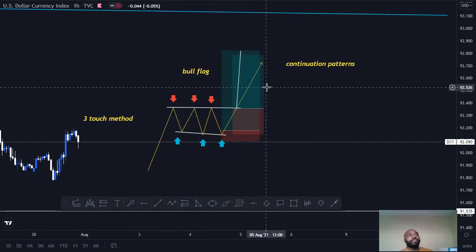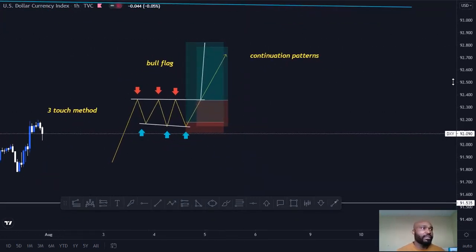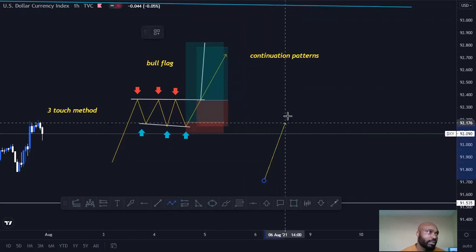Okay, so this was it, guys, on the bull flag. We just did a bull flag, which is a bullish continuation pattern. Now we're going to do a bear flag. But another thing I wanted to say is there is no difference between a bull flag that is flat and a bull flag that is steep. I'll show you that, guys.